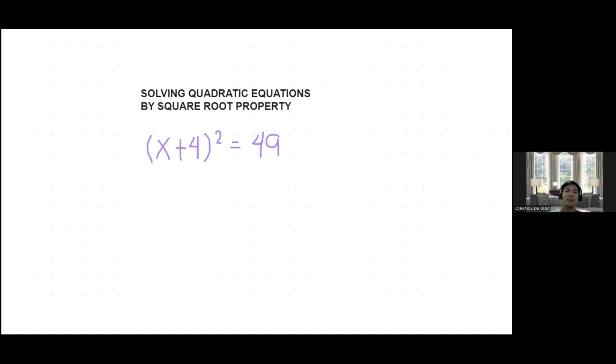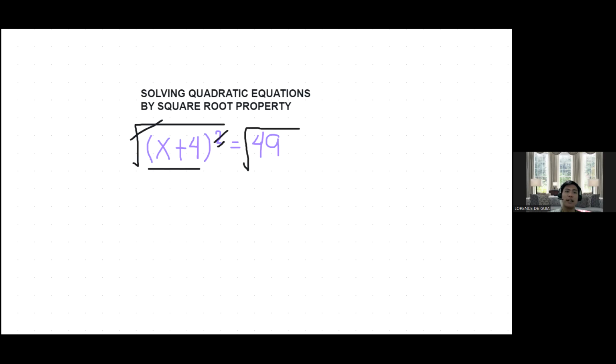We cannot take right away the value of x since the binomial x plus 4 is enclosed with a parenthesis and is being squared. So we have to eliminate the square sign so that we can get x and 4 out of the parentheses. And we can only do that by first taking the square root of both sides of the equation. And the square root of a squared number is the number itself.